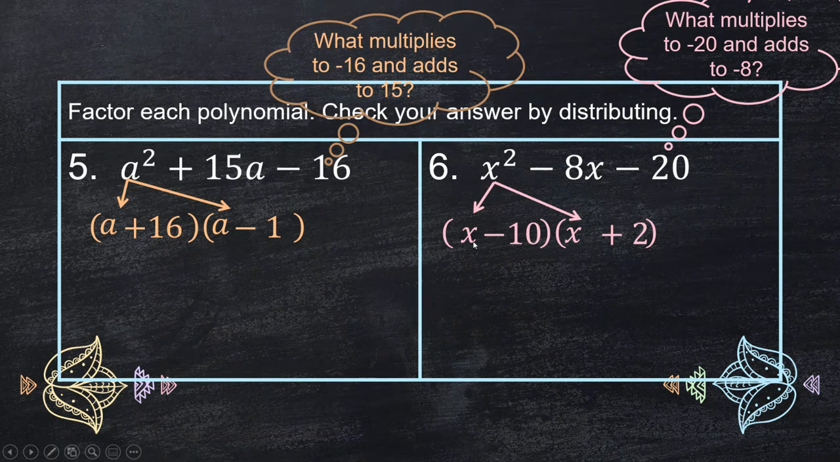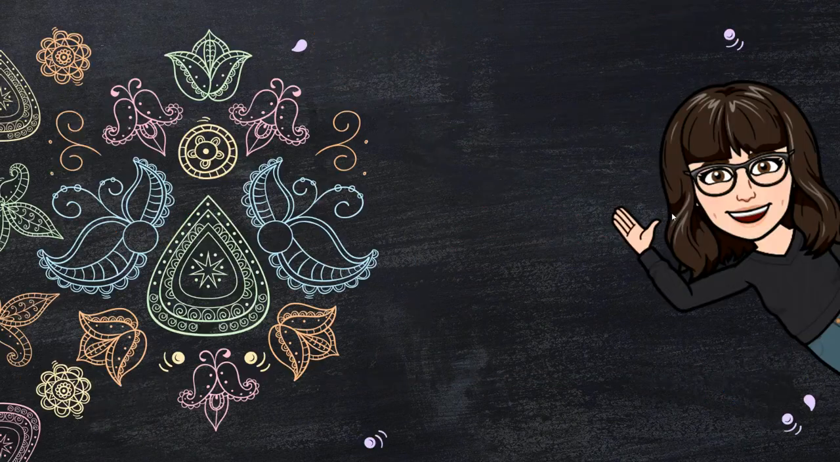Checking our answer by distributing or FOIL, first times first. So the first term in this set times the first term in this set would give us x squared. Our outside product would be 2x, and the inside product would be negative 10x. 2x minus 10x would combine to give us that negative 8x. And then the last terms multiplied together. So the last term in this set times the last term in this set would give us negative 20. So that's checking our answer just by distributing. FOIL is the acronym for how we distribute.